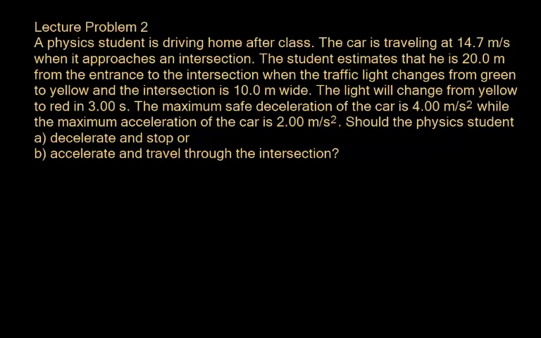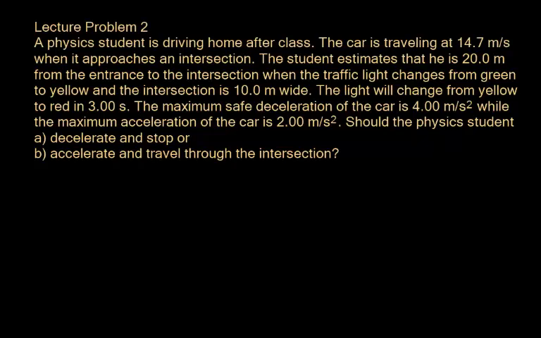The maximum safe deceleration of the car is 4.0 meters per second squared, while the maximum acceleration of the car is 2.0 meters per second squared. Should the physics student decelerate and stop, or accelerate and travel through the intersection?